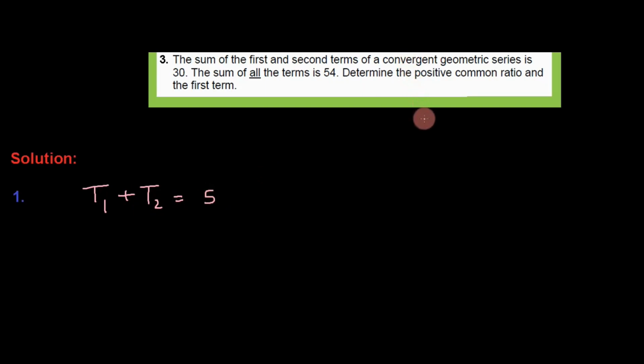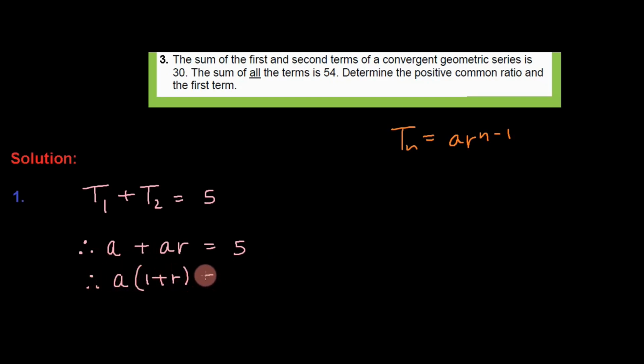And now we can use the formula for the nth term. T sub n is AR to the n minus 1. And rewrite this equation in terms of A and R. So T1 is A and T2 is AR to the 2 minus 1, in other words, just AR. And this is equal to 5. I'm going to simplify this a little bit by taking out A as a common factor. And now we can call this equation 1.